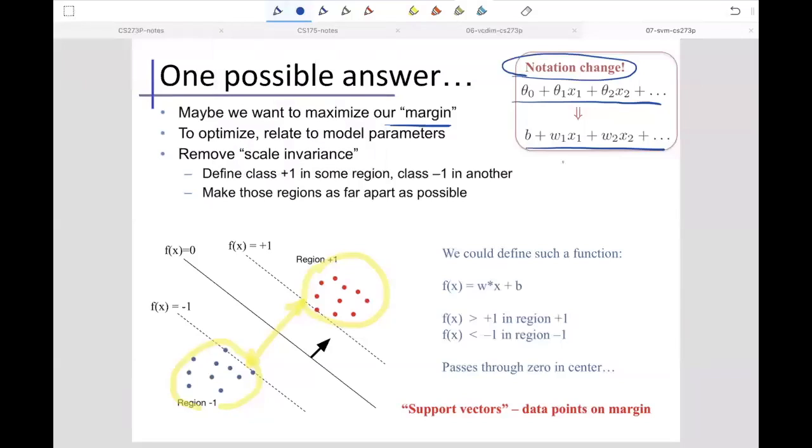So that will be W dot X here. So the inner product between W and X plus this bias term B. So the parameters will be both W and B. Within the SVM, we treat them explicitly separately here.